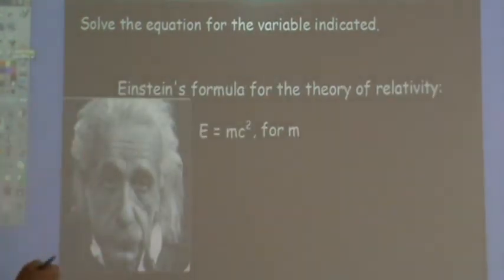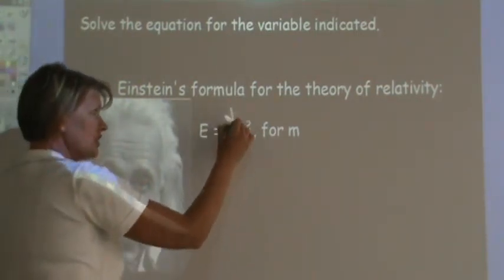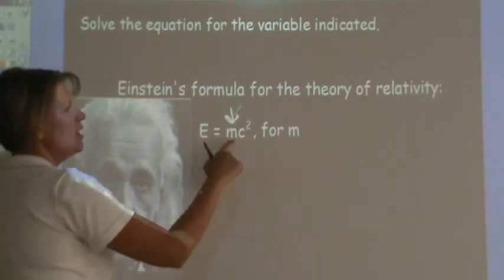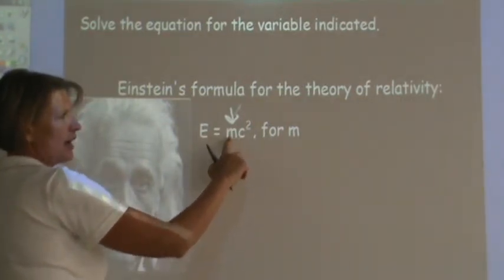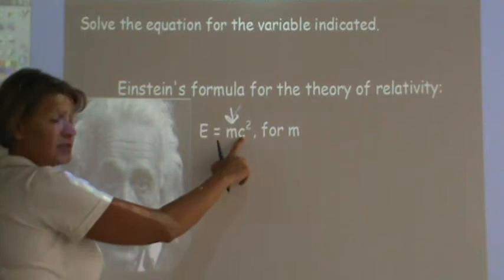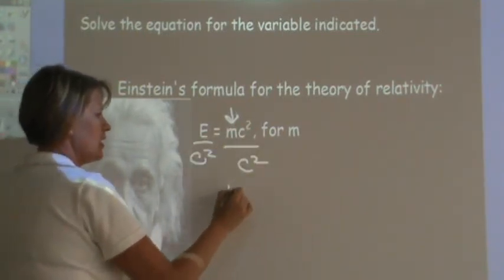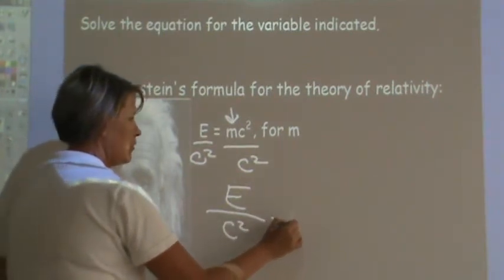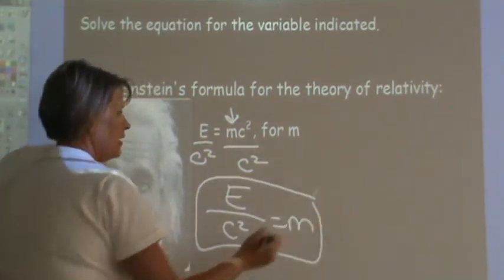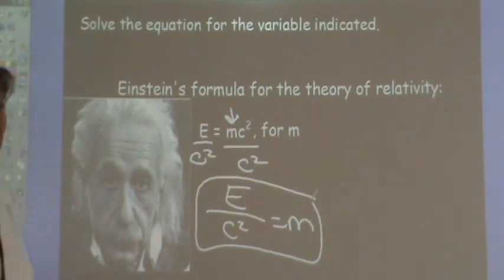All right, you've seen this one before. You've seen this guy before. E equals mc squared. All right. We're just going to solve this for m. So we have to get rid of the c squared. When m is right next to the c squared, that means multiply. So to undo, we will divide. So e over c squared equals m. And I'm done.